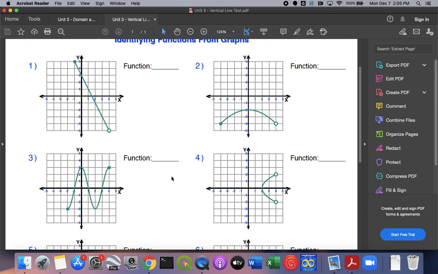Let's see an example of what doesn't do that. If it fails the vertical line test, then it's not a function. So here it's fine, it doesn't encounter anything. Here it's fine, it only encounters 1 point. Here it's not fine and encounters 2 points. So it is definitely not a function.